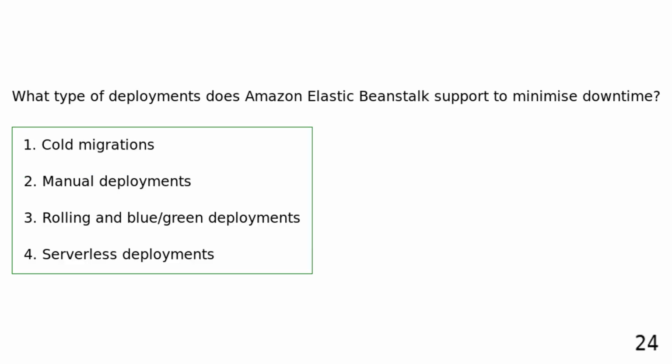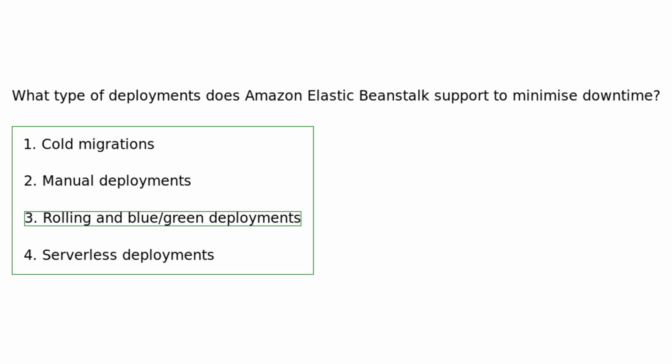What type of deployments does Amazon Elastic Beanstalk support to minimize downtime? Cold migrations. Manual deployments. Rolling and blue/green deployments. Serverless deployments. Elastic Beanstalk supports rolling and blue/green deployments to minimize downtime during updates.